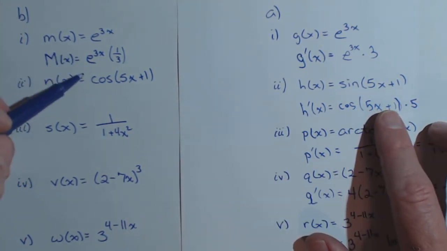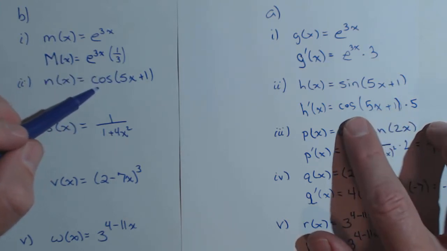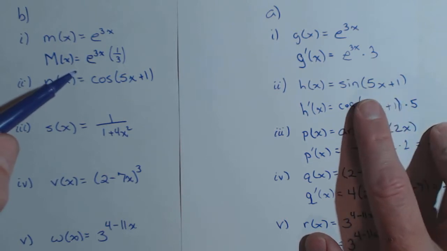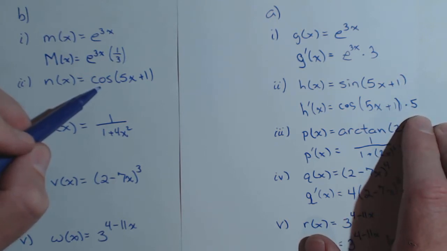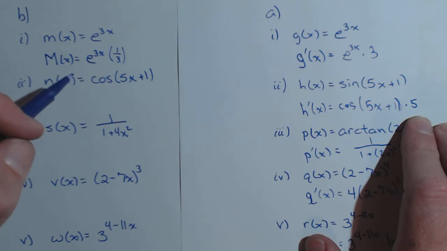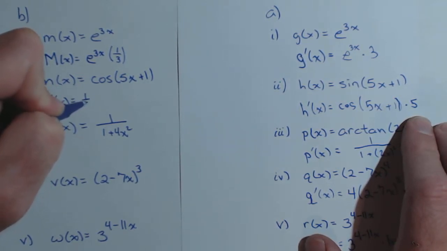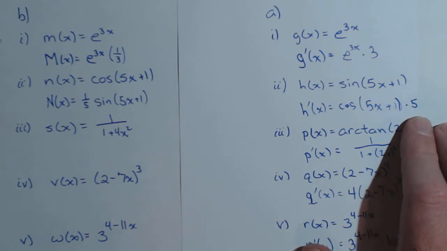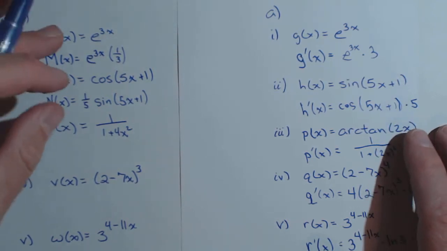N of x, we want the antiderivative of cosine of 5x plus 1. Well, look at what we got here. Cosine of 5x plus 1 times 5 has an antiderivative of sine of 5x plus 1. The only difference here is we don't have the 5. So we can compensate for that by multiplying by 1/5 or dividing by 5. So capital N of x is going to be 1/5 sine of 5x plus 1. We're just reversing. With the chain rule, we had to multiply by 5. When we're undoing the chain rule, we have to divide by 5.